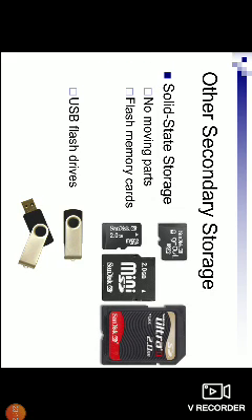Next, other secondary storage devices. The first one is solid state storage, with no moving parts: flash memory cards and USB flash drives. You can also see the pictures here of the memory cards. Here I mentioned four types of memory cards, and flash memory cards and USB flash drives are also there. USB flash drives means pen drives.